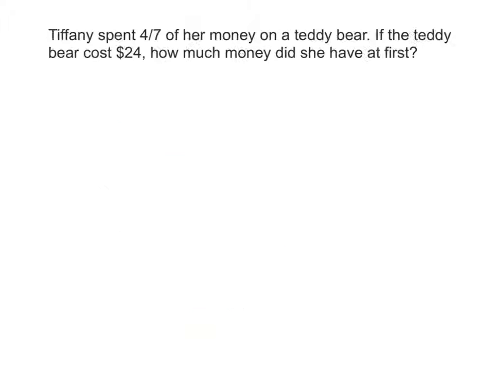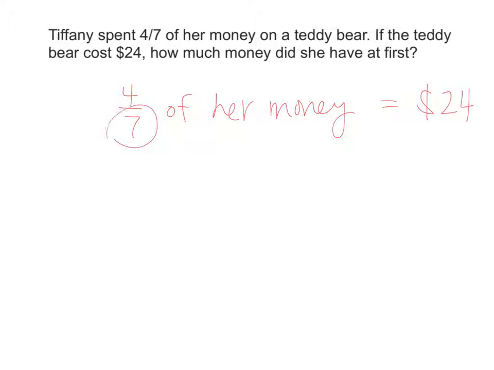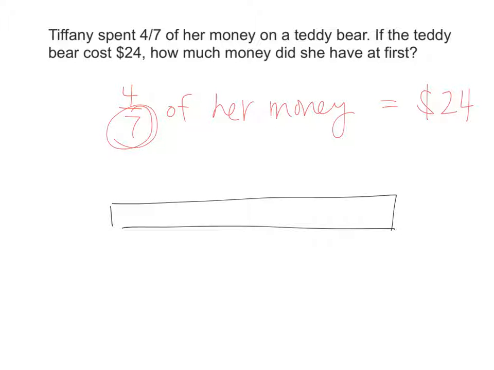Very good. In this case, we know that 4/7 of her money is how much money? It's 24, yeah. So since our denominator is 7, we know that the whole was divided into how many parts? 7. So what you can do is you can draw a whole. And do we know how much money she had altogether? No. No, that's the question mark. But we can divide it into 7 sections. 1, 2, 3, 4, 5, 6, 7.